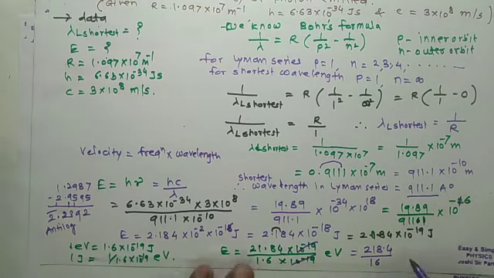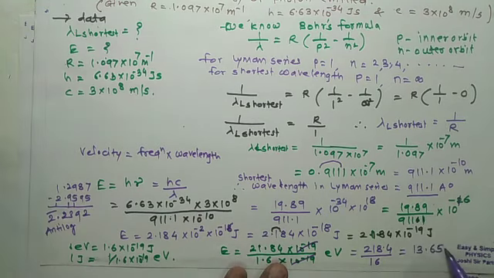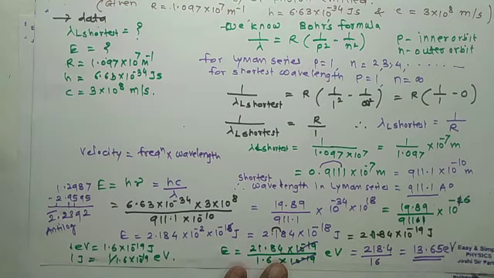So if division is there, your answer will be 13.65 electron volt. That is the energy of the photon which is emitted.